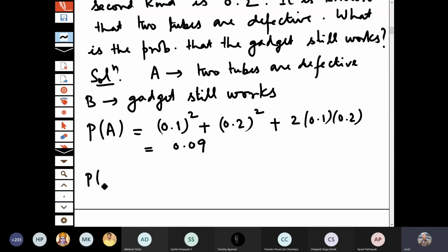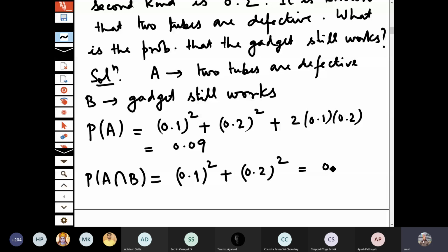So what is the probability of A intersection B? A intersection B means two tubes are defective and the gadget is still working. That means both must be of the same kind, because if one of each type is there, then it will not function. So both are of the first kind, that is 0.1 squared, or both are of the second kind, that is 0.2 squared, which is of course 0.05. So what is the probability of B given A? It will become 5/9.